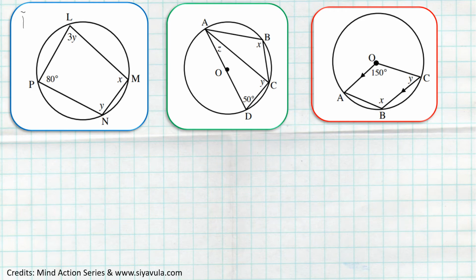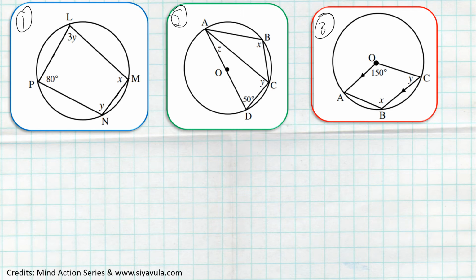This is our number 1. I'll name this number 2, and this will be our number 3. Okay, so in number 1, how can we solve? We can see that we have L, P, and M, and it lies on the circumference, forming what? What do we know about forming a cyclic quadrilateral, right?